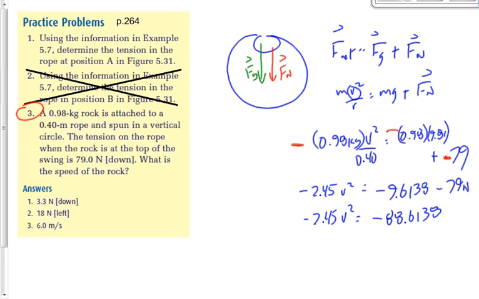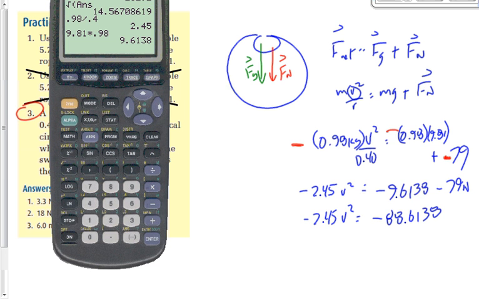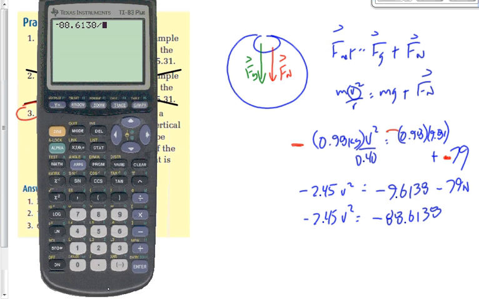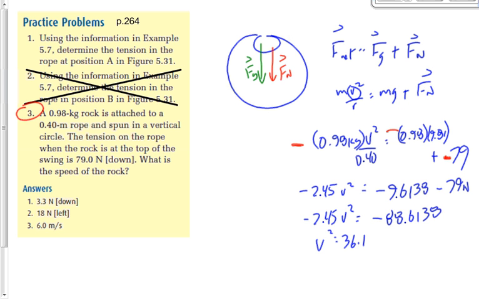Let's take the negative 2.45 over by dividing. Do that, we get 36.16889. Negative by negative is positive. Now I have to square root that. When I do that, I get 6.0 meters per second. Good?